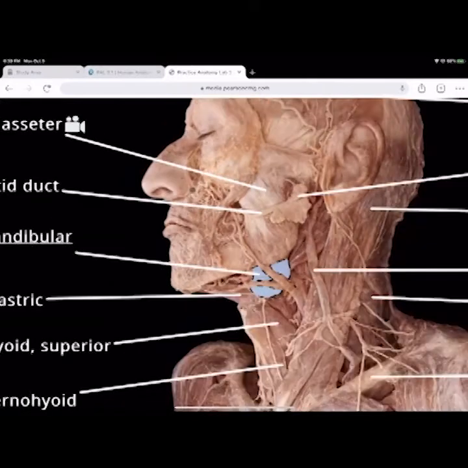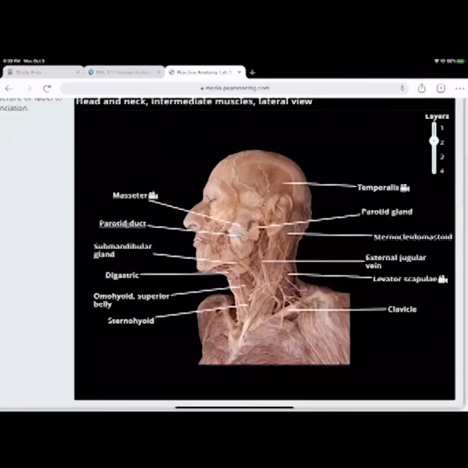Again, your parotid duct. It feeds off the parotid gland. You can see how big the parotid gland is. You see the difference between glandular tissue and muscle tissue. So parotid gland, parotid duct, submandibular gland. Again, that's a gland below the mandible.